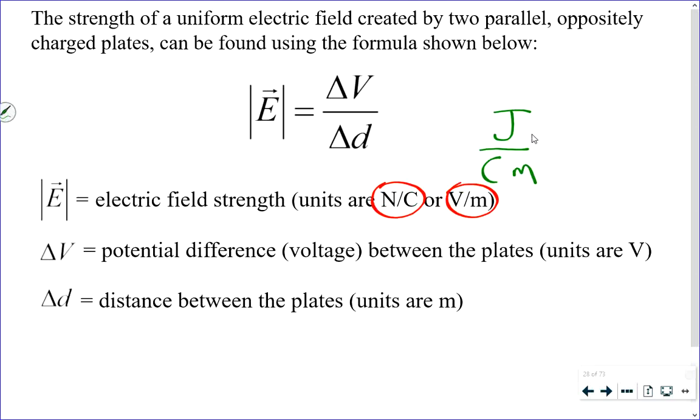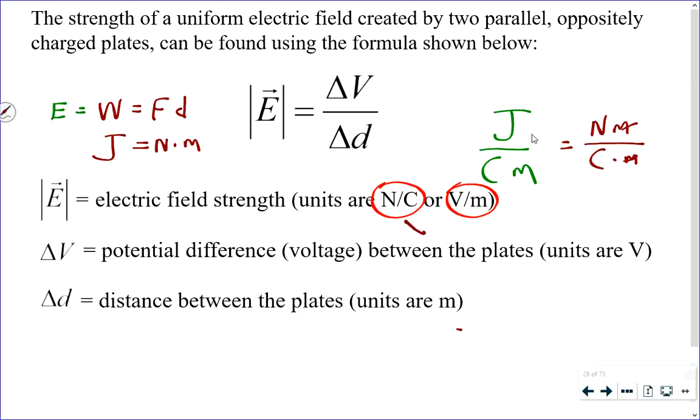And I might as well do this now that you brought it up. Since energy is work, which is force times distance, a joule is a newton times a meter, isn't it? So I'm going to put a newton times a meter here. And I will get a newton times a meter over a coulomb times a meter, which is a newton per coulomb. So it's all consistent. Okay.